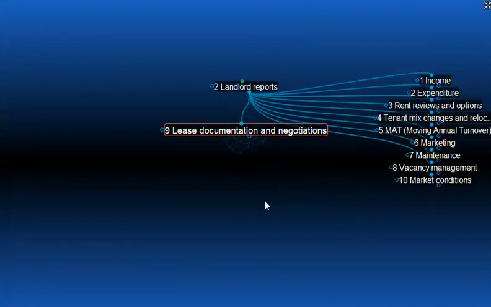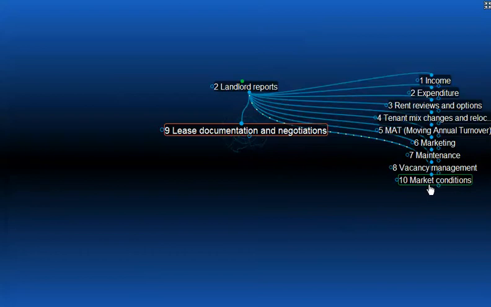Number 9, lease negotiations and documentation. In any large retail property or shopping centre, there are plenty of lease issues under discussion and modification at any one time. That's where the monthly reporting process is of high value. You can and should update the landlord on the status of the outstanding lease negotiations and the documentation.